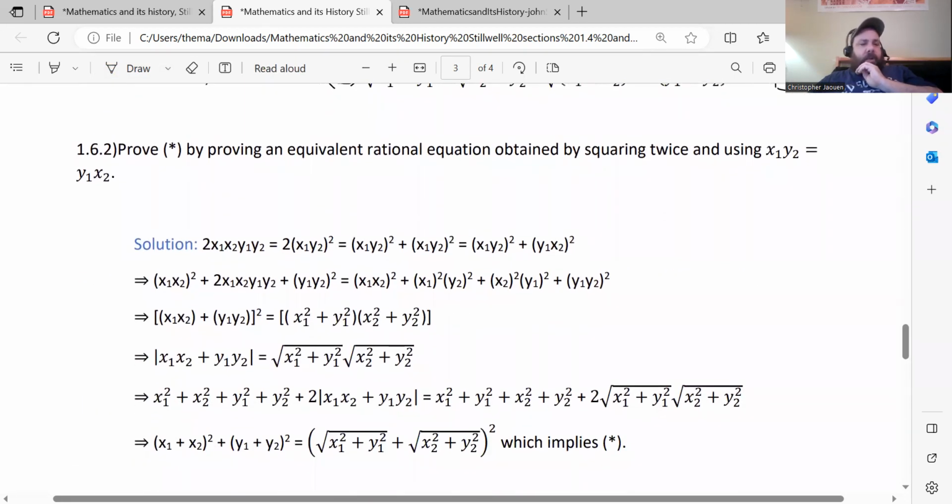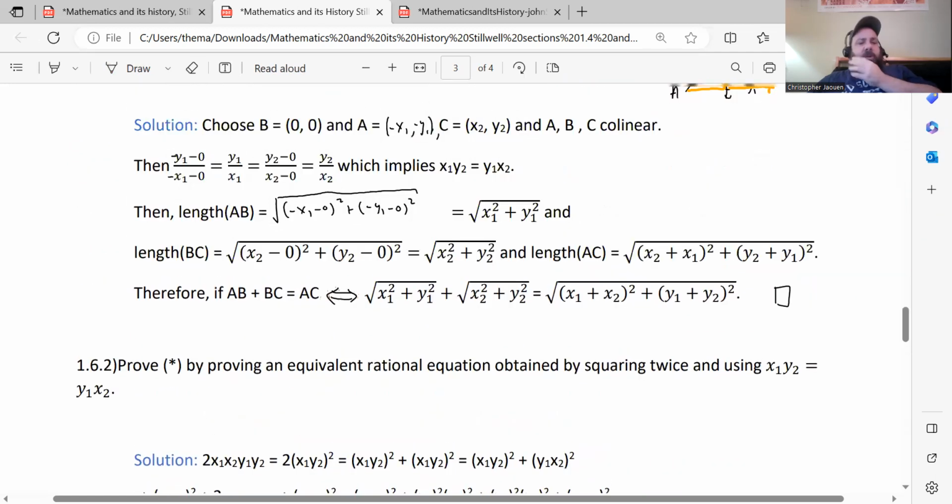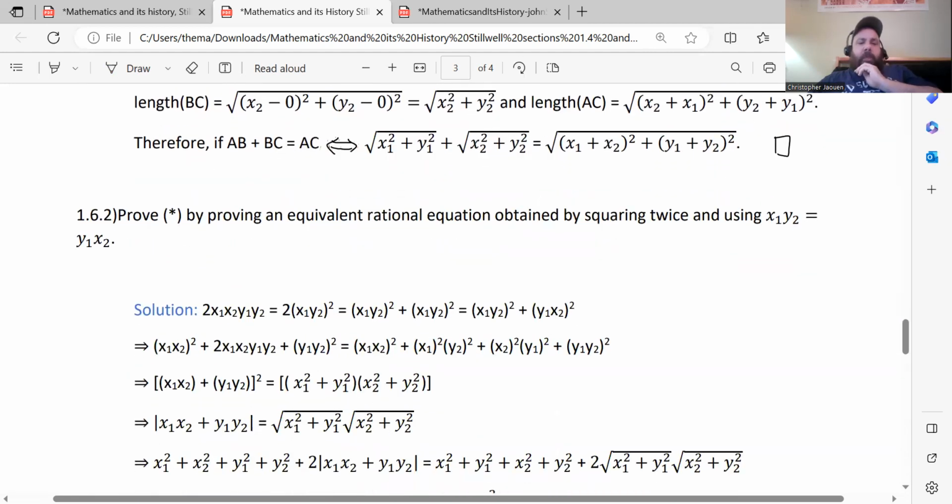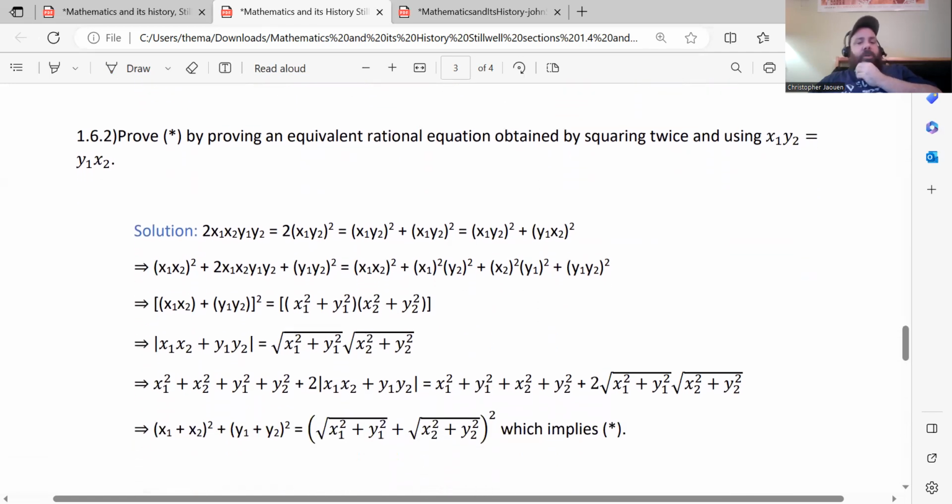All right, and then the last question in 1.6, prove that star is the formula that we just looked at here. Prove star by proving an equivalent rational equation obtained by squaring twice and using x1 y2 equals y1 x2. So here, what you do is you sort of work backwards to see what you want, and then go forward for the proof. So here, squaring the relation that you want gives you what you want going this way, and then for the proof we just go this way. So 2x1 x2 y1 y2.